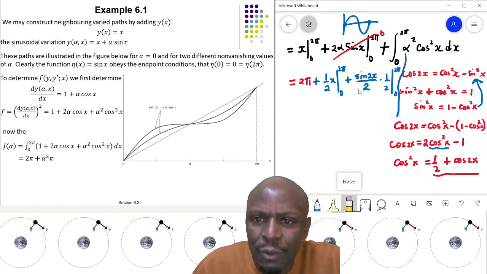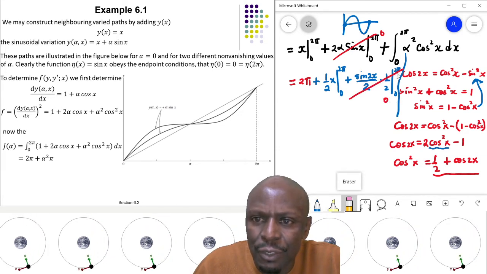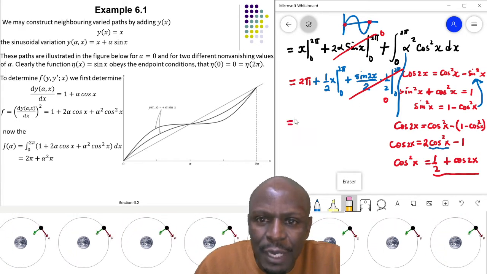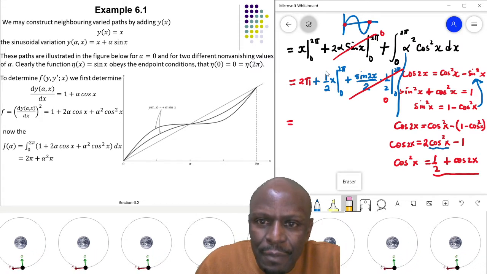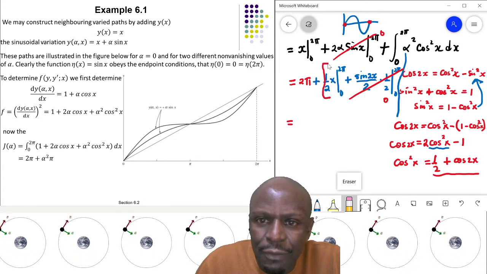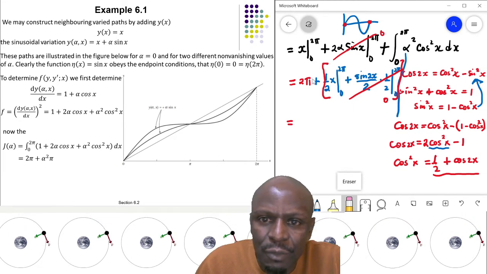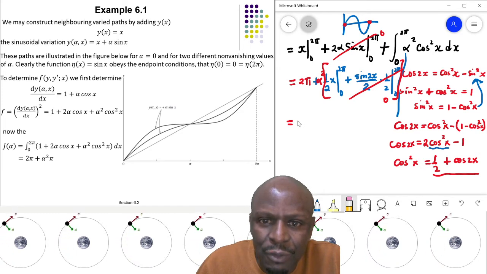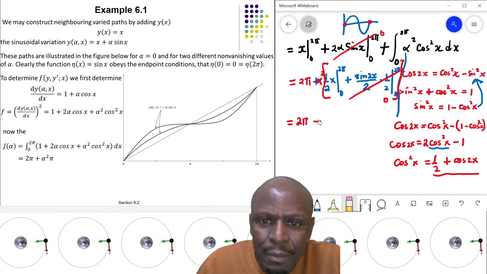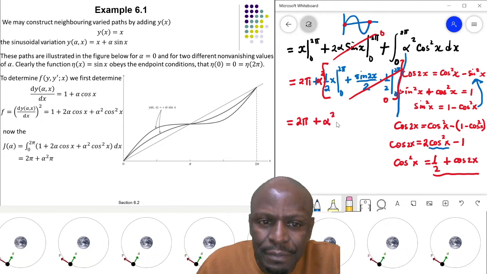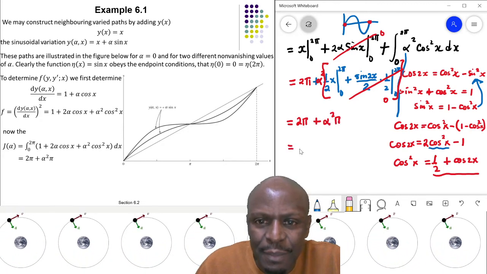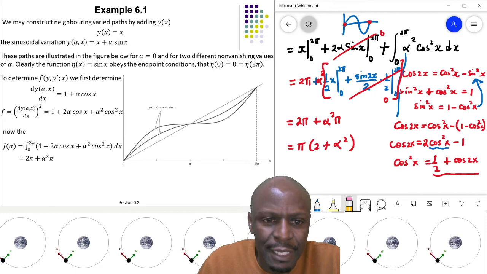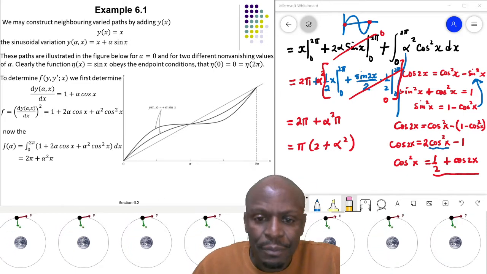But believe it or not, this term will also vanish to 0 because of 0 to 2 pi. And then from there, what are you going to be left with? Of course, in here, you should not forget to put that alpha squared. Therefore, this is nothing else but 2 pi plus alpha squared pi, which is just pi times 2 plus alpha squared, which is that equation that you are seeing there.